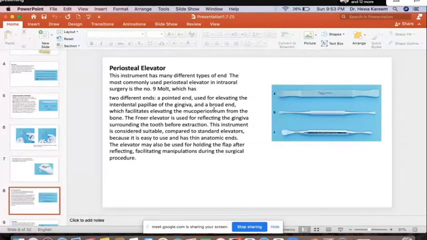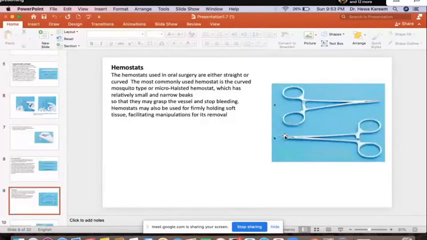Periosteal elevator is used for what? For elevation of the flap. Just, I don't need a full explanation: periosteal elevator used for elevation of the flap. Mosquito for stopping the bleeding. We have two types, straight and curved. For stopping the bleeding and grasping the blood vessel. Just for stopping the bleeding.